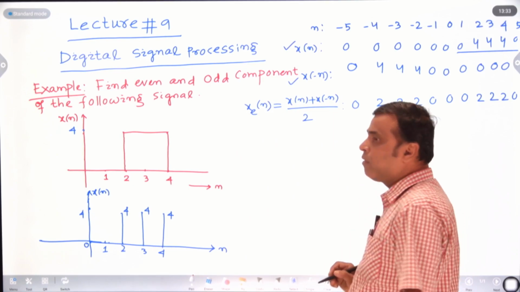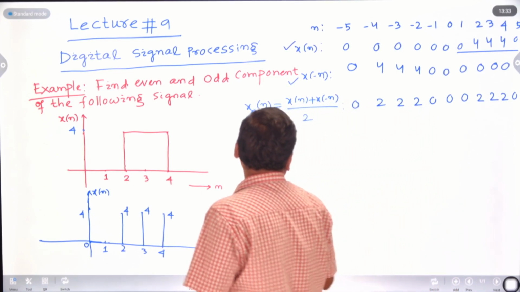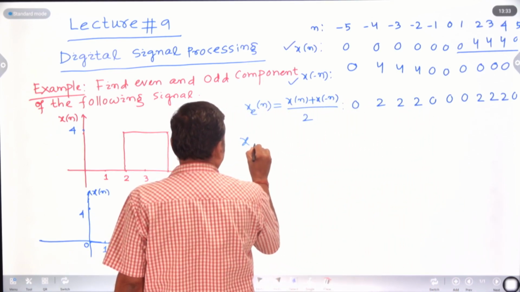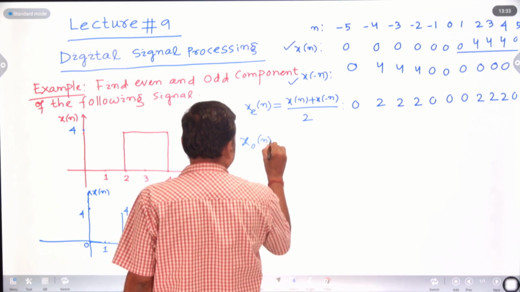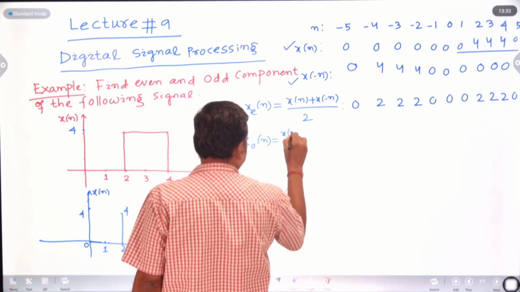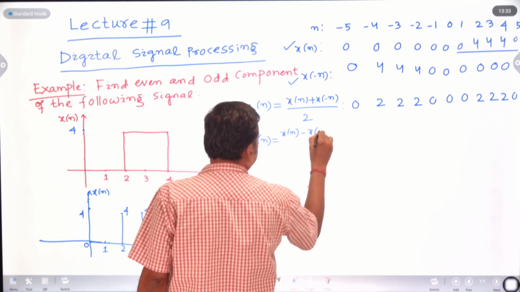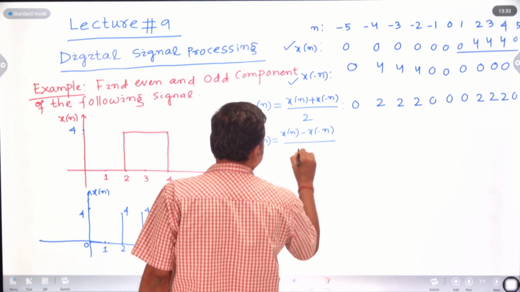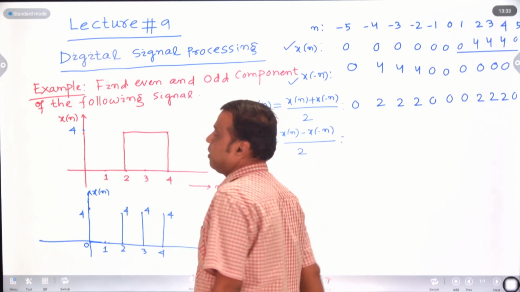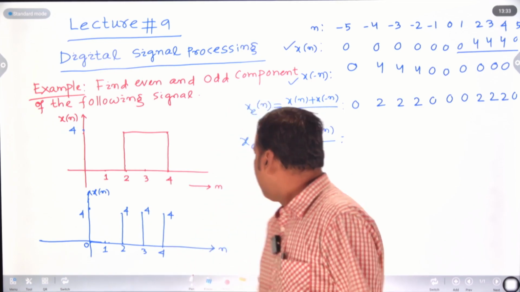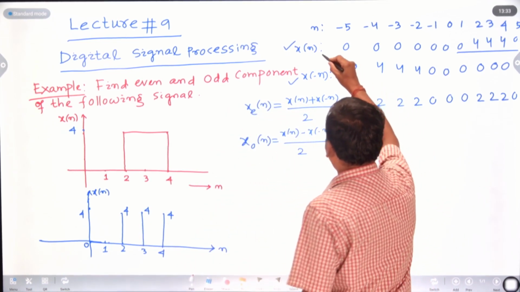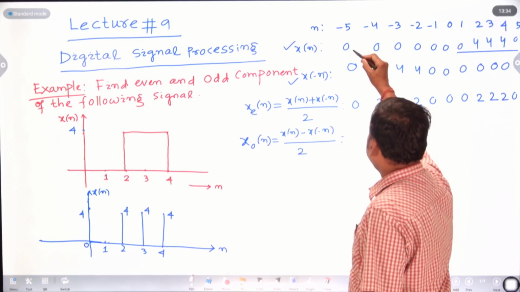Next we are going to calculate the odd component of the signal. The odd component x o of n is nothing but x of n minus x of minus n by 2. In the odd component, this is your x of n and this is your x of minus n. This minus this by 2.